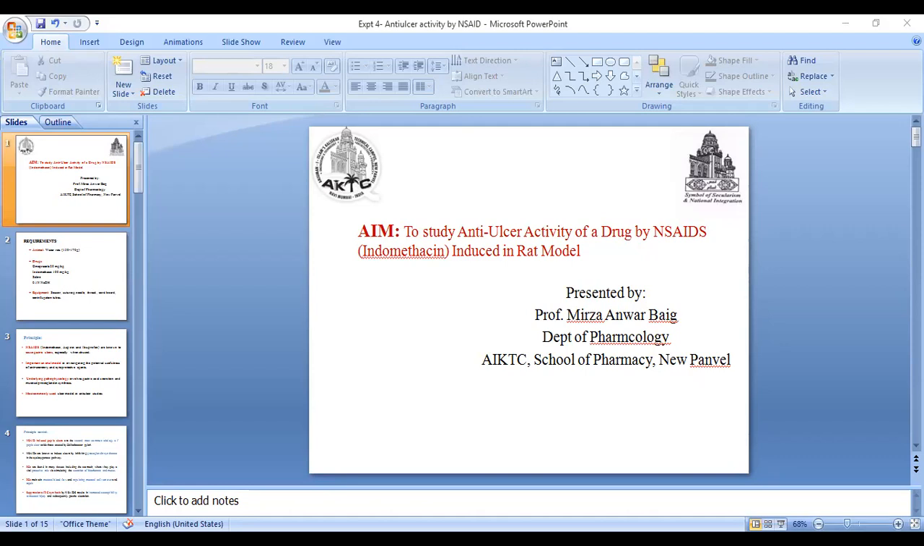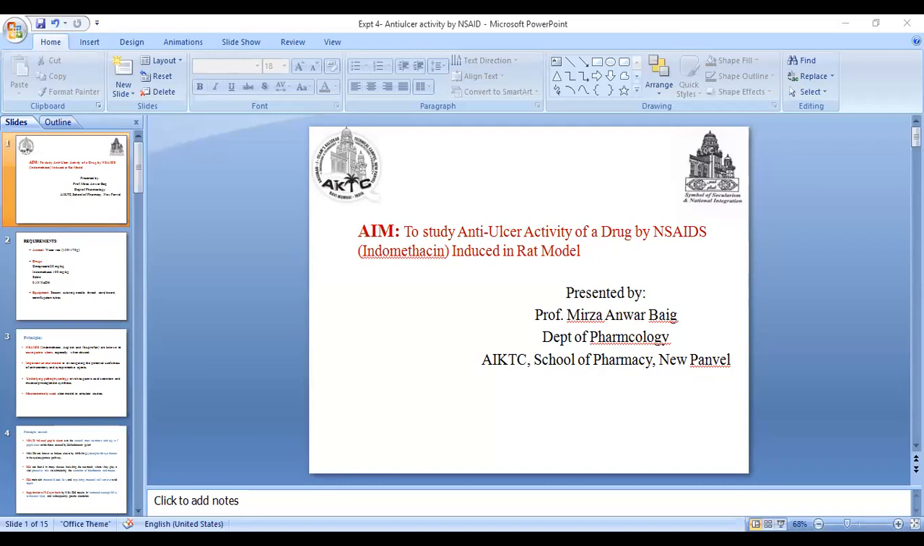And NSAIDs, as you all know, are anti-inflammatory drugs. The main use of these drugs is to reduce inflammation. But as a side effect, one of the side effects is that they cause ulcer. So that's why we are using this side effect in the preclinical model. We are using the side effect of NSAIDs to induce ulcer in animals.